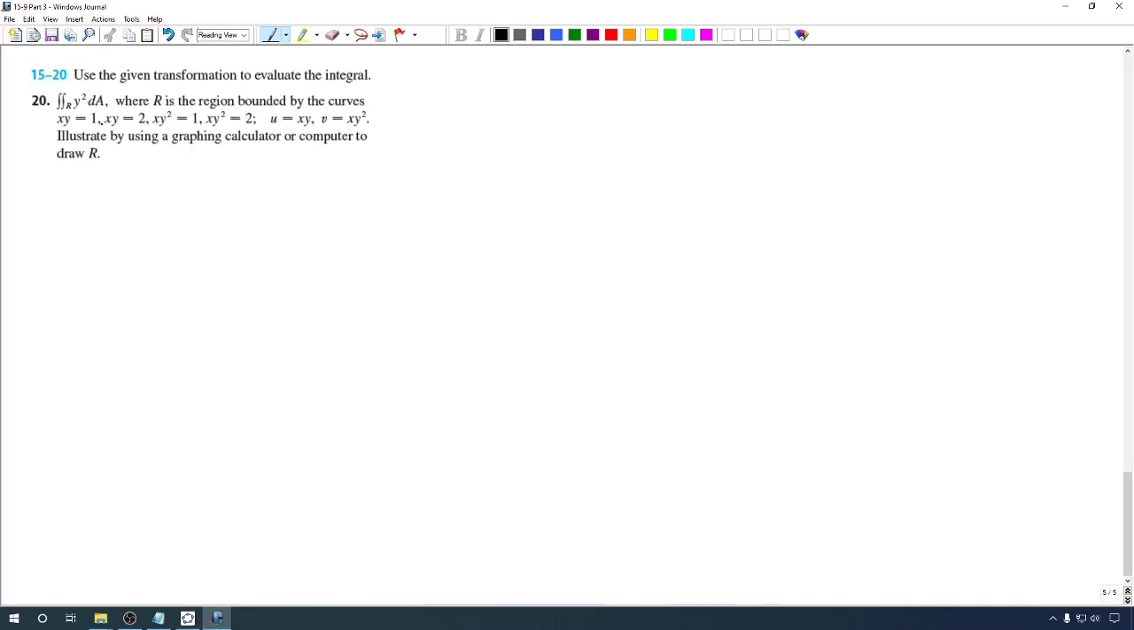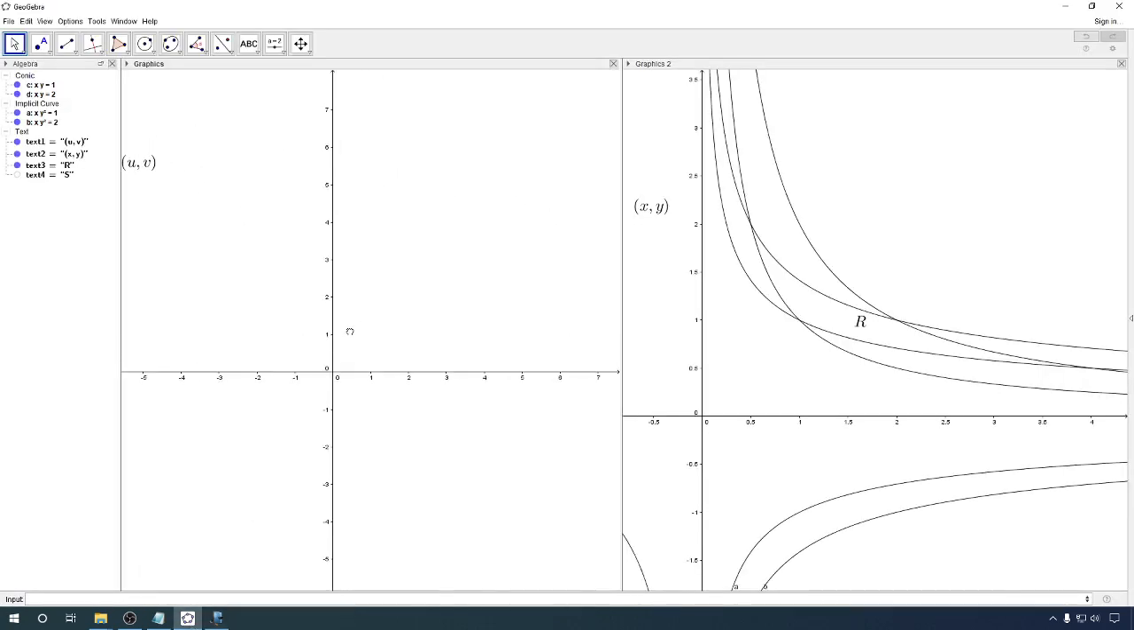Now you can already note that because u is equal to xy, xy equals 1 and xy equals 2 means that u is going to go from u equals 1 to u equals 2. Those are what these 2 first curves turn into in the uv coordinates. Also, since v equals xy squared, xy squared equals 1 and xy squared equals 2 turn into v equals 1 and v equals 2. We can plot what we're dealing with in the uv coordinates very easily. It's essentially just a square.